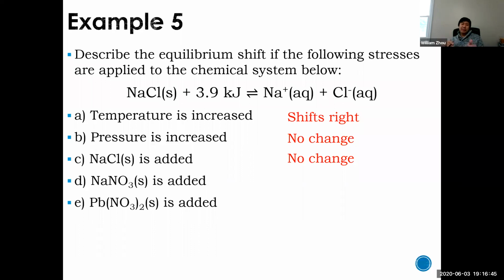Our D is very difficult. Sodium nitrate is added. What happens? No change. No change, right? Because I don't see sodium nitrate in here. That's tricky. It's not no change. There is a change.